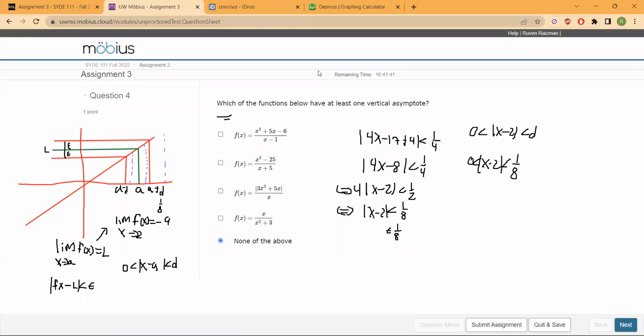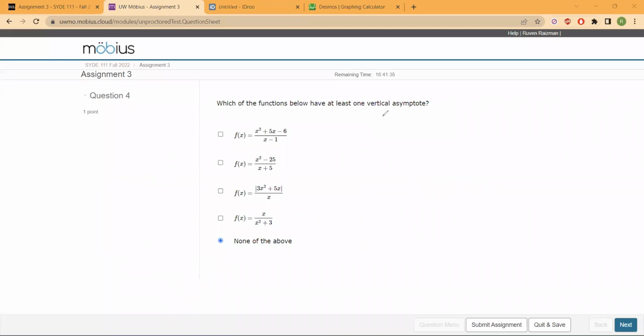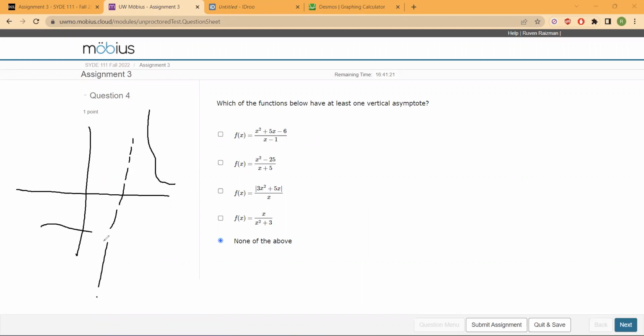Okay, great. So let's clear all drawings. Which of the functions below have at least one vertical asymptote? When we're looking for a vertical asymptote, we're thinking of when we have something over here and something is reaching towards infinity or negative infinity, right? That happens, for instance, if we have 5/x: if x is equal to 0, then we're going to have an asymptote, because as you approach 0, your value goes to infinity.